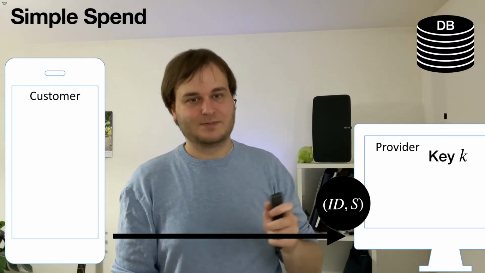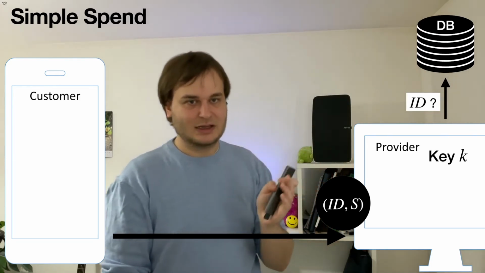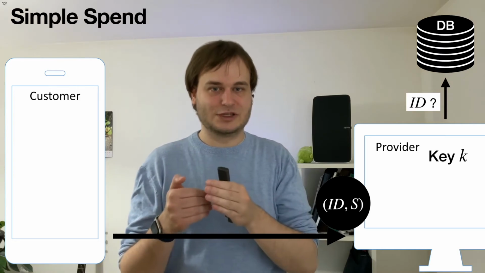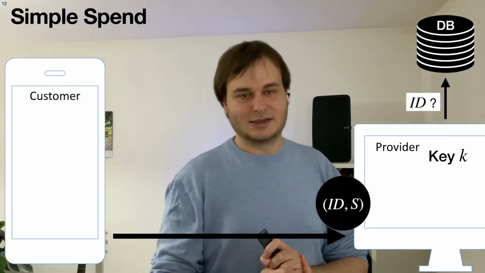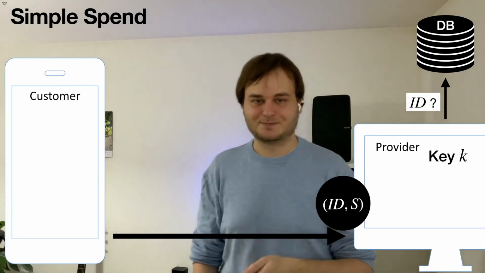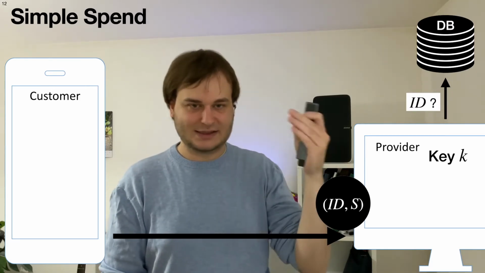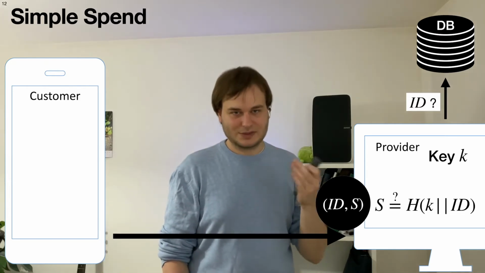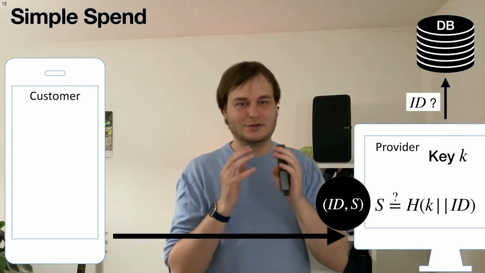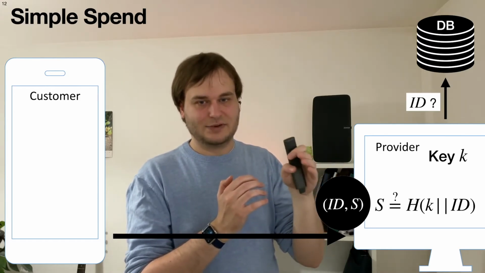The provider will check two things. One, it will take the ID and check its database whether the coin with this ID has already been spent or not. If it has been spent already, then this is an attempt at double spending. So a user has tried to spend the same coin twice. And in this case, the provider would just say, no, this is not working for me. You've already spent this coin, you can't do it again. And the second thing that the provider will do is check whether this coin is actually valid by checking whether the S fits the ID. So it will again compute this hash value of the key and the ID, and will just check whether S is actually this value. And as I said before, the user can't come up with new coins themselves because they won't be able to compute the correct S for the ID without knowing the key k.